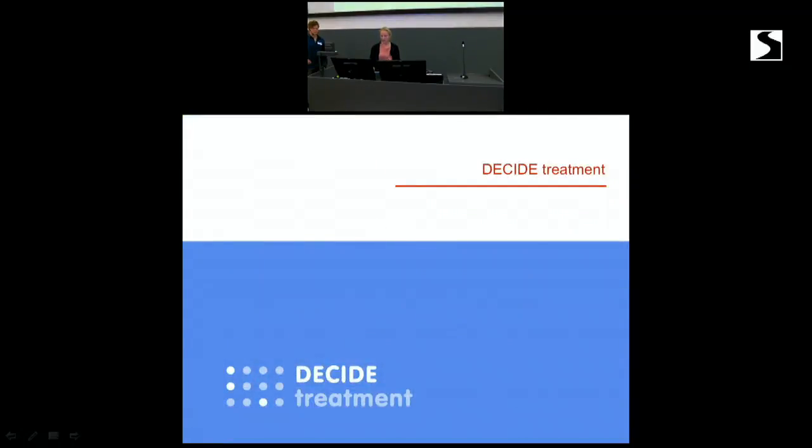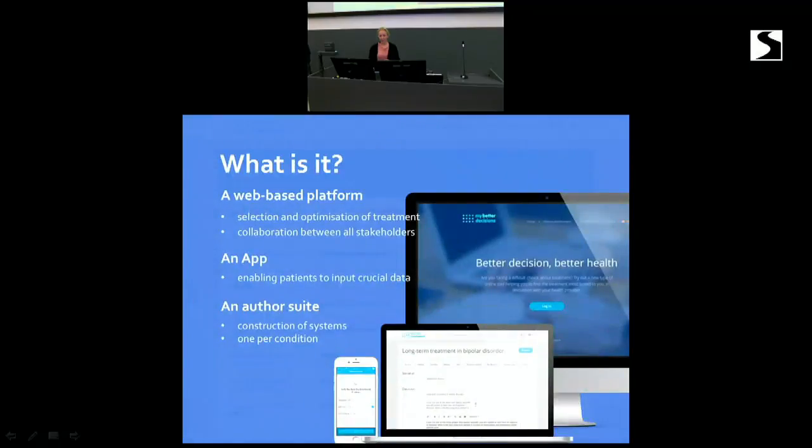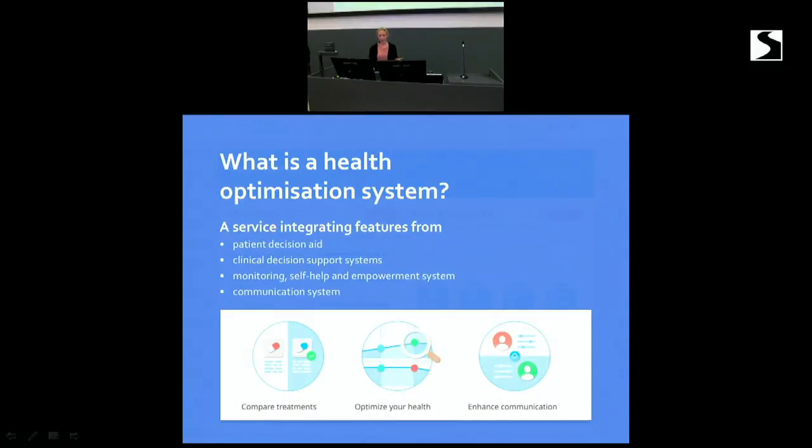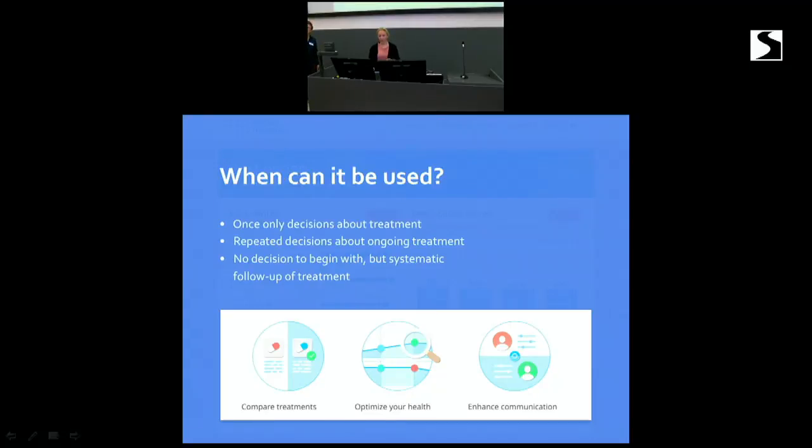I've jumped over something, so I'm going back a little bit. It's called the site treatment. It's a complete health optimization system. I'm going very short through this. It's a web-based platform. It has an app and an author suite for developing decision aids, one per condition. It can be decision aids, clinical support system, monitoring, self-help and empowerment system, and a communication system you can develop inside this platform. And for whom? It's for patients, clinicians, caregivers, and healthcare organizations. For one-time decisions or for repeated decisions, ongoing treatment, like bipolar disease, which I'm going to show you very soon.